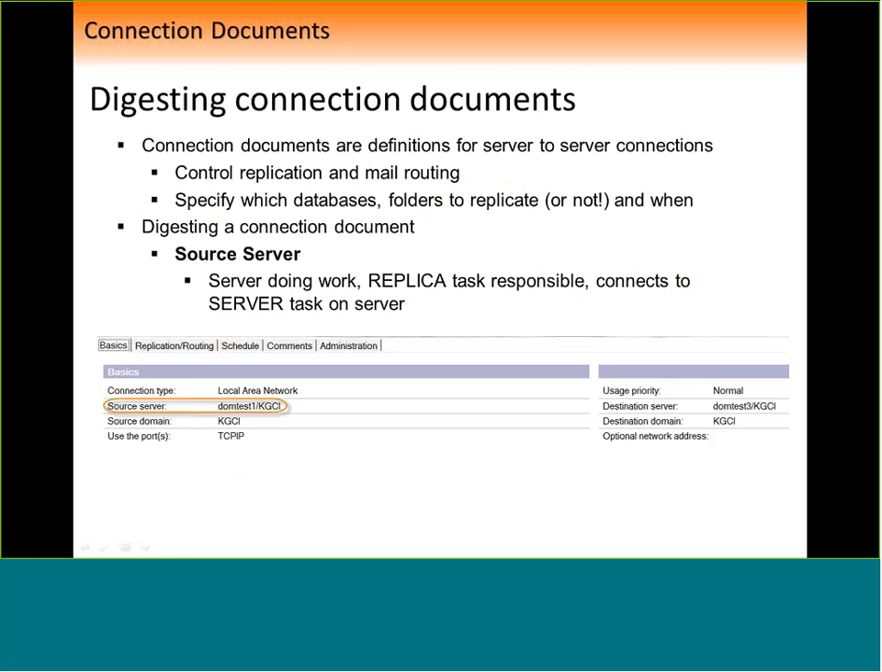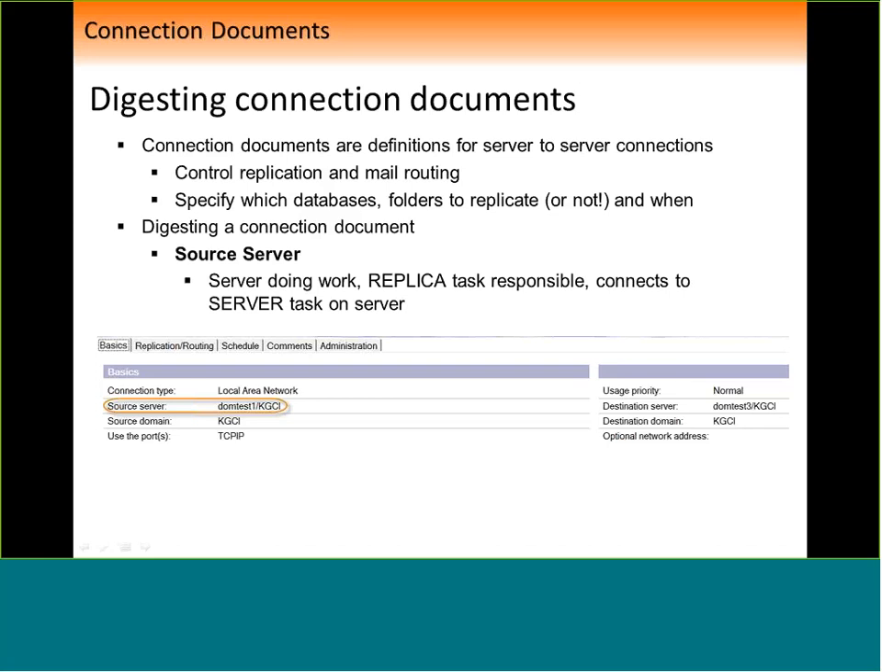And the critical thing to understand here is the source server is actually the one that's going to be doing the work. So you can see here in this particular case, we have DOM test 1 is going to be replicating to DOM test 3. And DOM test 1 is the one that's actually going to be doing the work. So it's going to be doing the pull or the push or the pull-push, whichever way you set up your replication.